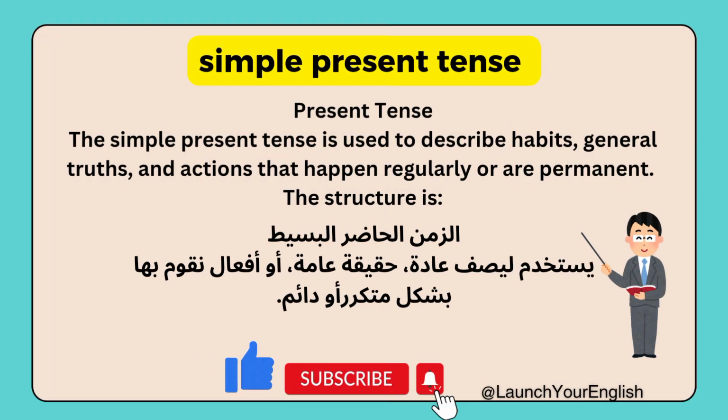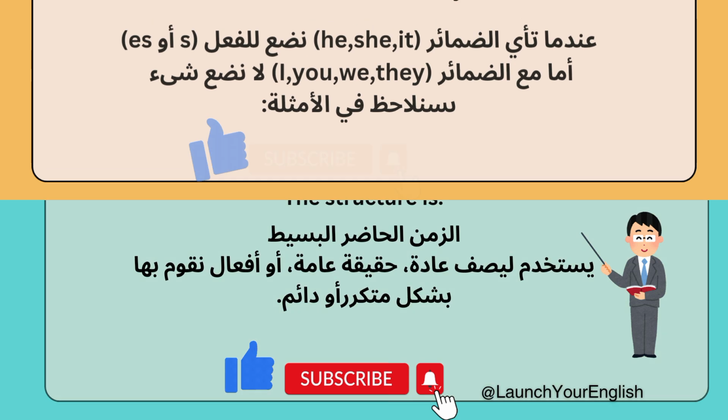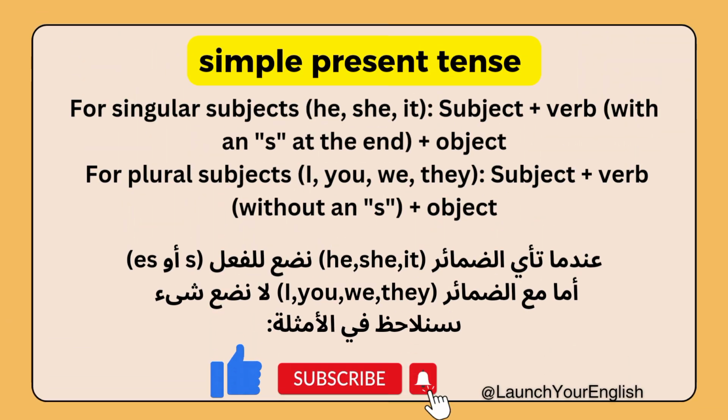Simple present tense. The simple present tense is used to describe habits, general truths, and actions that happen regularly or are permanent. The structure is, for singular subjects, he, she, it: subject plus verb with an S at the end, plus object. For plural subjects, I, you, we, they: subject plus verb, without an S.